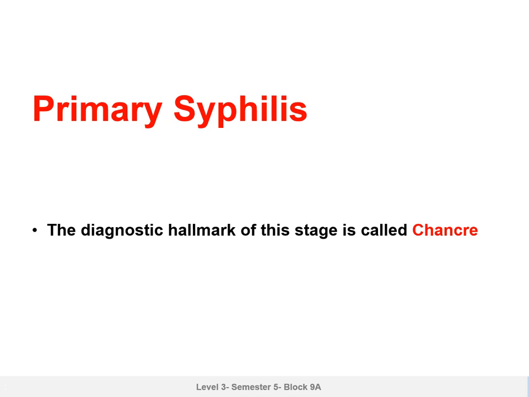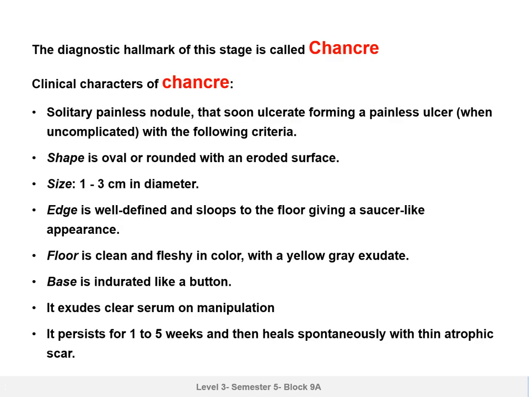Here is the hallmark of this stage, called chancre, which is very important to know. The diagnostic feature of the primary stage and its clinical characters are very important knowledge. It is a single painless genital ulcer. A solitary painless nodule that soon ulcerates, forming a painless ulcer with the following criteria.